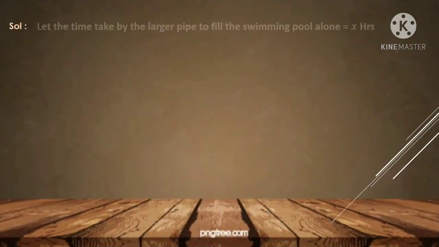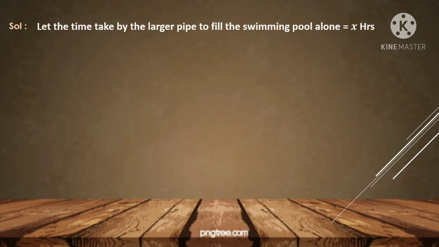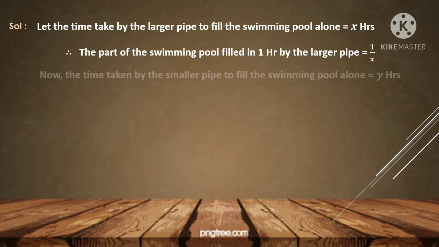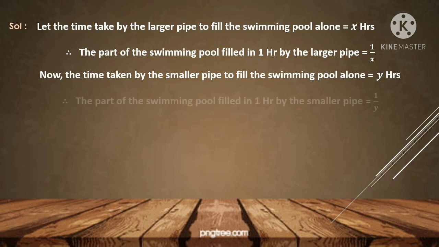Solution. Let the time taken by the larger pipe to fill the swimming pool alone be x hours. Therefore, the part of the swimming pool filled in 1 hour by the larger pipe is 1 upon x. Similarly, let the time taken by the smaller pipe to fill the swimming pool alone be y hours. Therefore, the part of the swimming pool filled in 1 hour by the smaller pipe is 1 upon y.